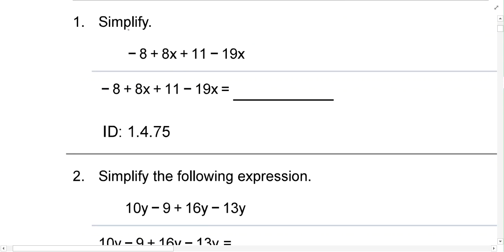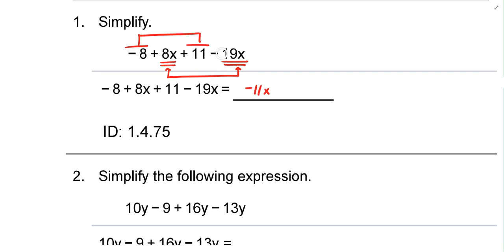math. If we're faced with this expression that needs to be simplified, let's remind ourselves that we must combine like terms. So 8x and 19x are like terms that will be combined, and negative 8 and positive 11 are like terms that need to be combined. So 8x take away 19x leaves us with negative 11x, and negative 8 plus 11 leaves us with a positive 3, and we've simplified that expression.